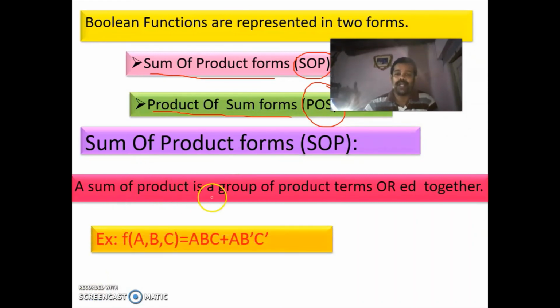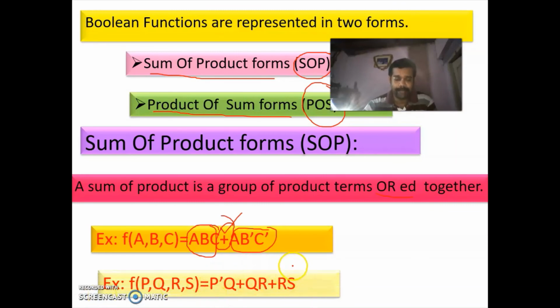A sum of product is a group of product terms added together. So this is an example for SOP. This is a product term. This is a product term. These product terms are added together. So in SOP, a group of product terms are added together.